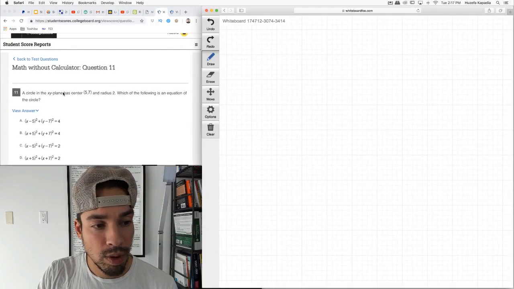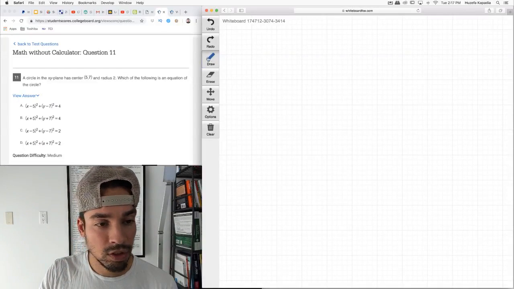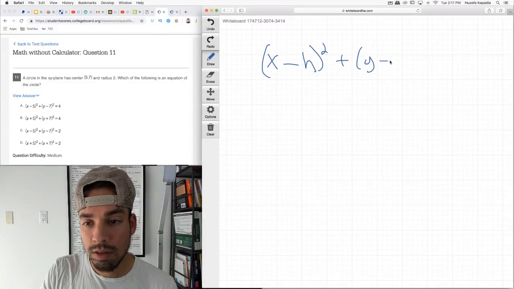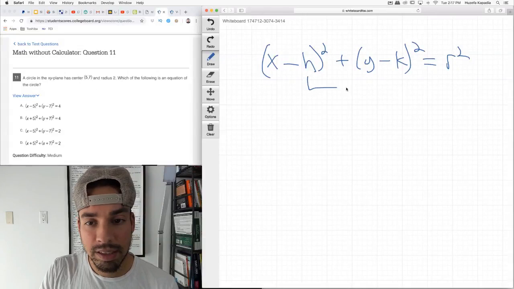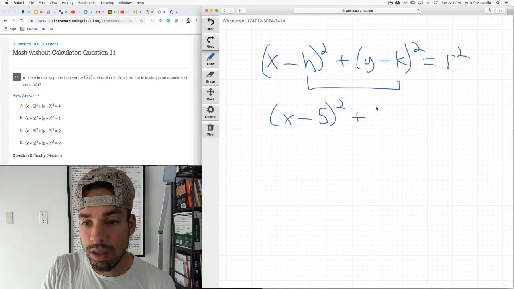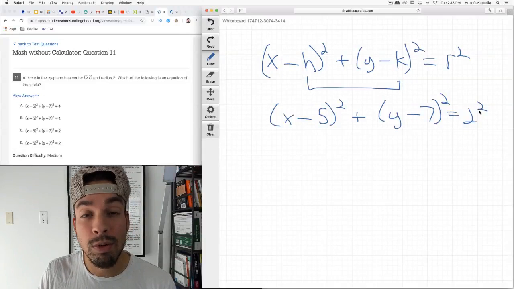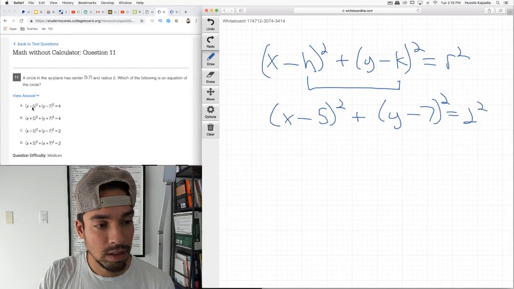A circle in the xy plane has center 5, 7, and radius 2. Which of the following is an equation of the circle? All right. The circle equation is x minus h squared plus y minus k squared equals r squared. Now, let's plug in the center. The center values go here and here. So it's x minus 5 squared plus y minus 7 squared equals 2 squared. You just got to know this formula for the test. And it looks like A, I think. Yeah, because 2 squared is 4, and there you go.